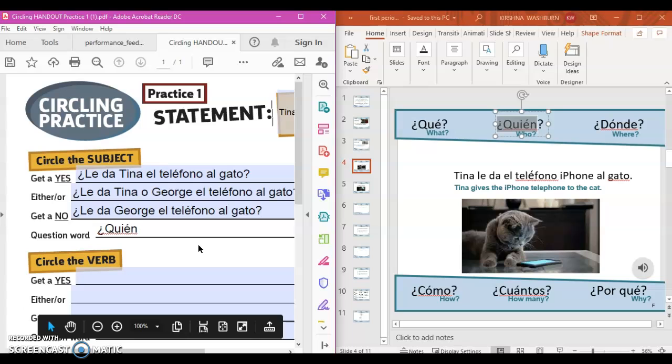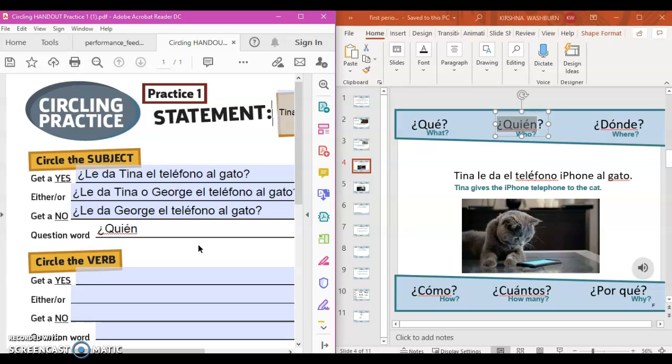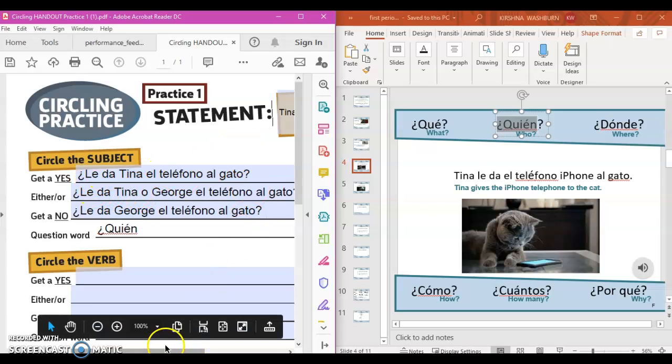Now, if you were writing your own question and you couldn't add the accent over the E, if you had written something like this, I would accept that because I know that what you're trying to do is that E has an accent. I understand that. That's fine. All right, so the question we're asking is, who gives the phone to the cat?